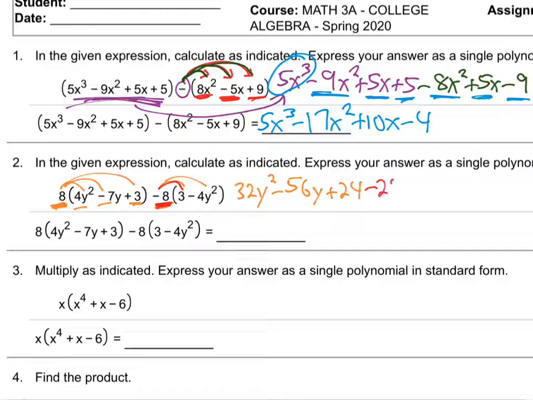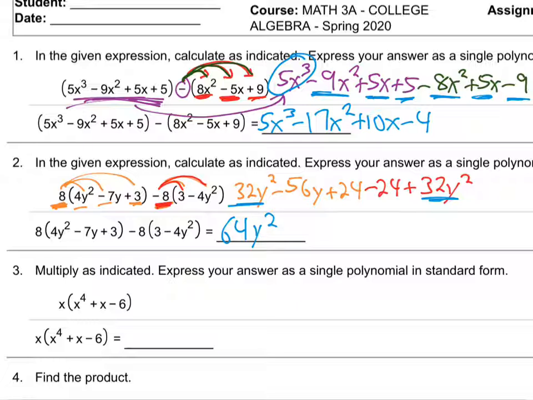So that negative 8 times 3 is negative 24. And negative 8 times negative 4y squared is plus 32y squared. Good so far? See the signs on that? Now let's combine like terms. Start with the highest power, 32y squared, and another 32y squared.